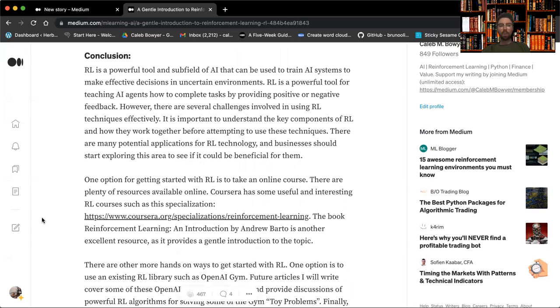RL is a powerful tool and subfield of AI that can be used to train AI systems to make effective decisions in uncertain environments. RL is a powerful tool for teaching AI agents how to complete tasks by providing positive or negative feedback. However, there are several challenges involved in using RL techniques effectively. It is important to understand the key components of RL and how they work together before attempting to use these techniques. There are many potential applications for RL technology, and businesses should start exploring this area to see if it could be beneficial for them.